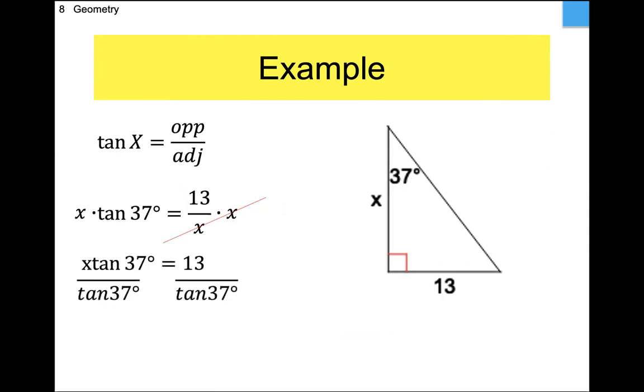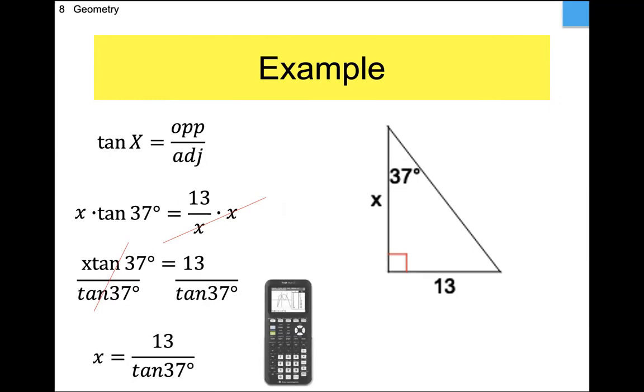Divide both sides by tan 37. Tan 37's cancel on the left. So x equals 13 over tan 37. That's what you'd plug in your calculator. 13 divided by tan 37, which gives us about 17.3. And that looks like a reasonable answer.